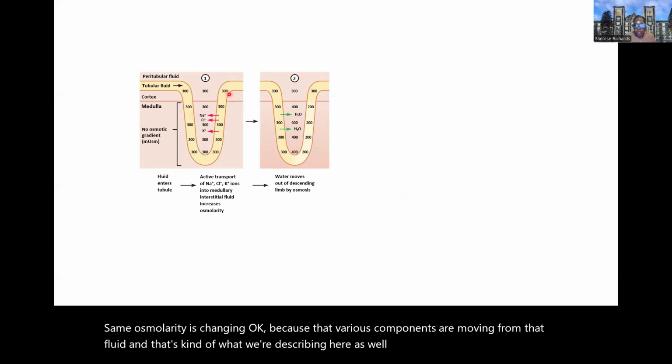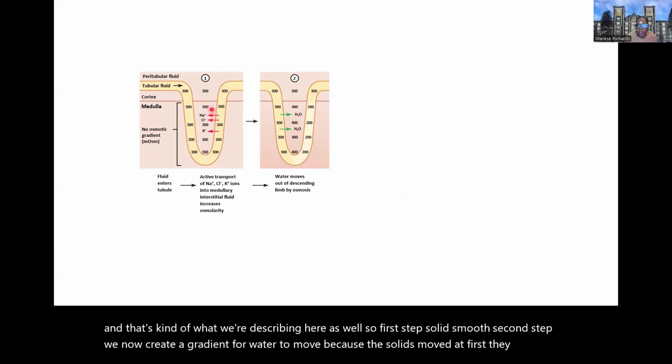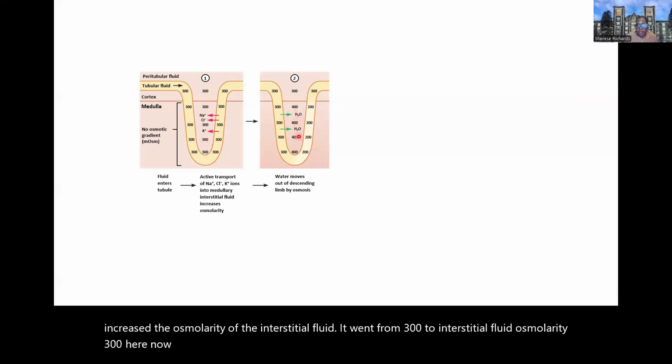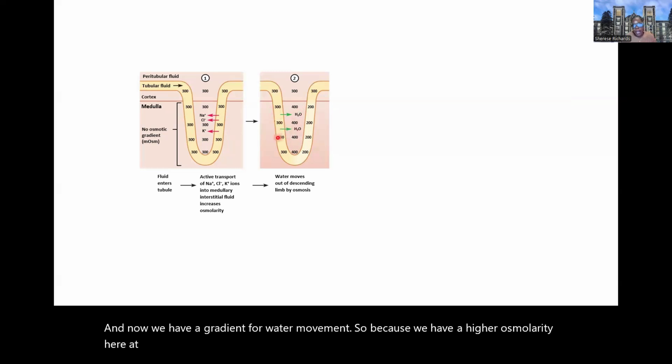So first step, solutes move. Second step, we now create a gradient for water to move. Because the solutes moved at first, they increased the osmolarity of the interstitial fluid. It went from 300 to 400 because of the solute movement in this first step. And now we have a gradient for water movement. So because we have a higher osmolarity here at 400 than the tubular fluid, now water can move on the descending limb, which is step 2.